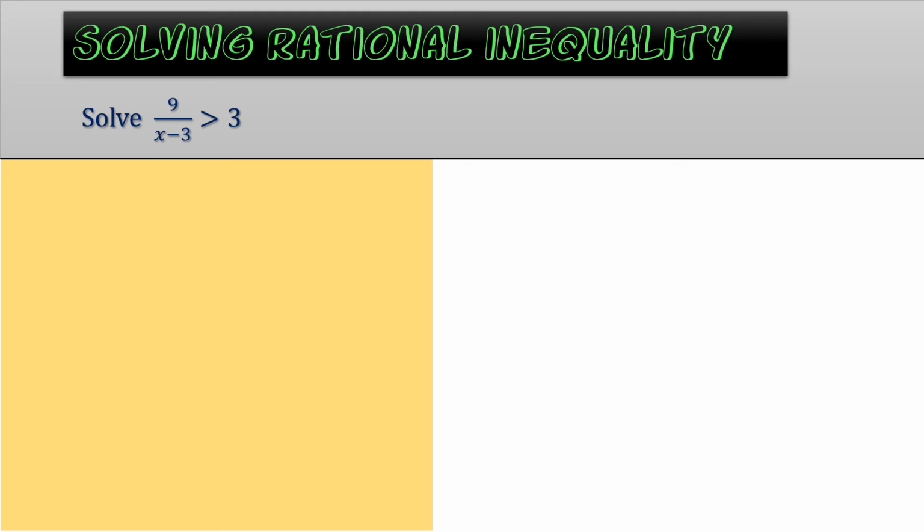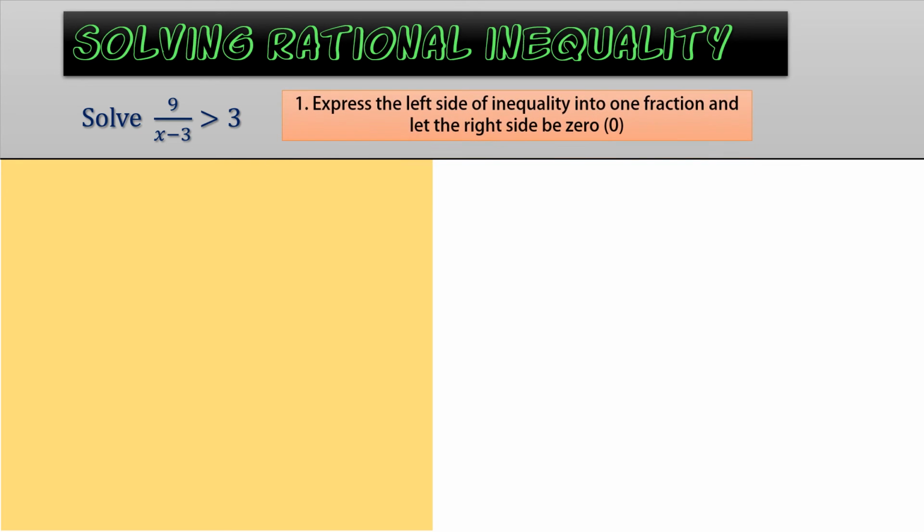Now let's proceed to solving rational inequality. So I have here: solve 9 over x minus 3 greater than 3. The first step is to express the left side of the inequality as one fraction and let the right side be 0. So we have to transfer 3 to the left side. From positive 3, it will become negative 3. So this will become 9 over x minus 3, minus 3, is greater than 0.